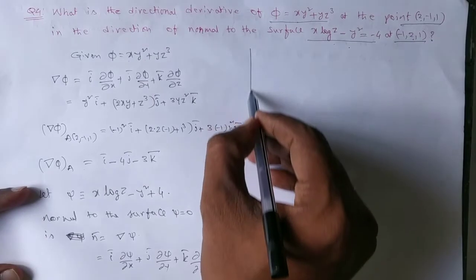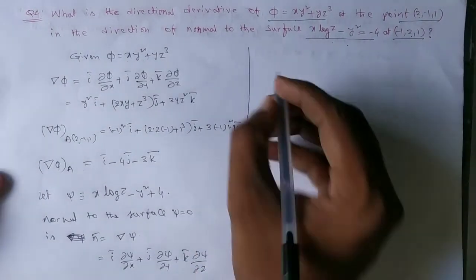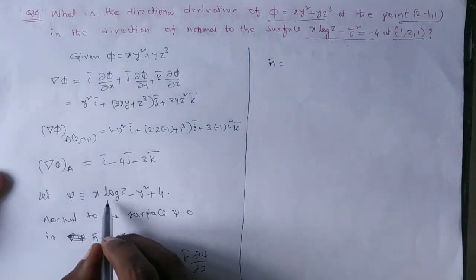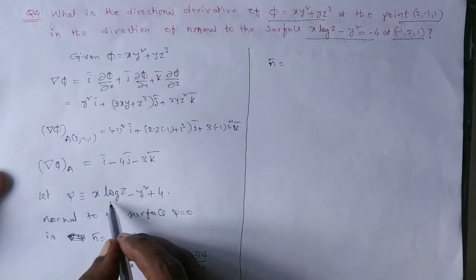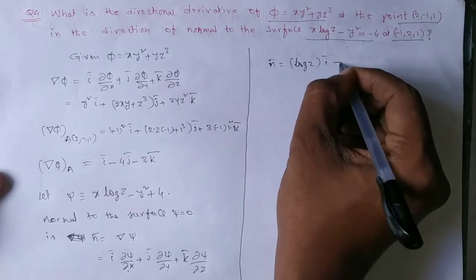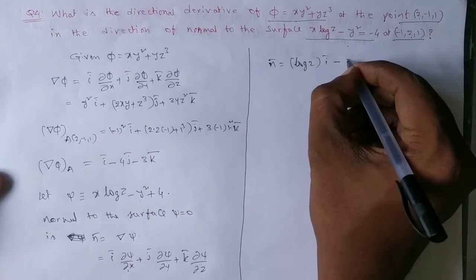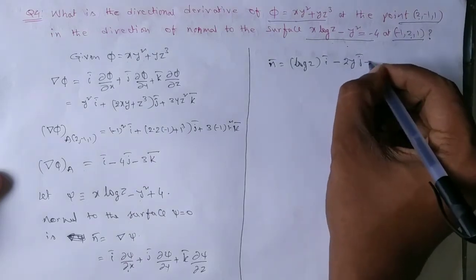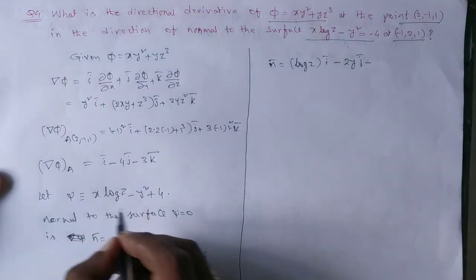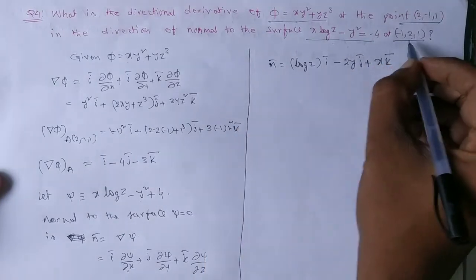Here, once you simplify it further, you will get like this. N bar equal to dou psi by dou x. So the differentiation of psi with respect to x is log z into i bar and plus j bar into dou psi by dou y. With respect to y, if you take differentiation, minus 2y into j bar, and differentiation of psi with respect to z, that is we can have x k bar. I want the normal to the surface at this point.